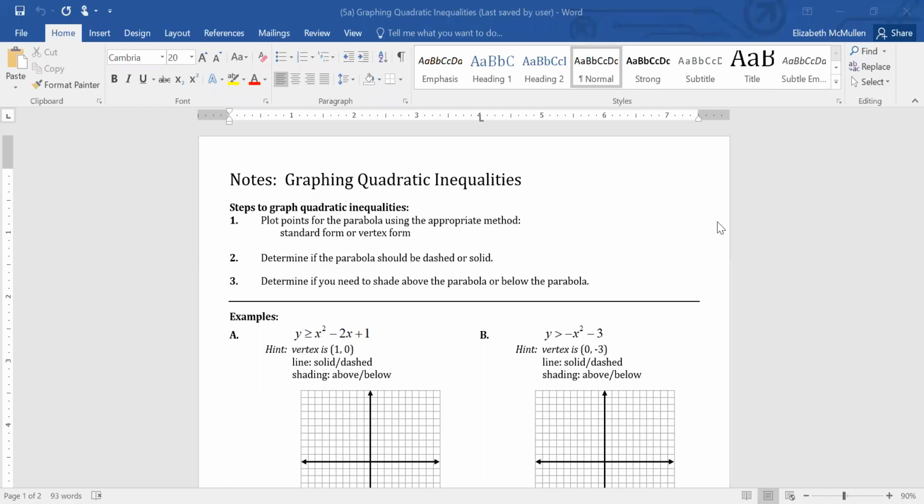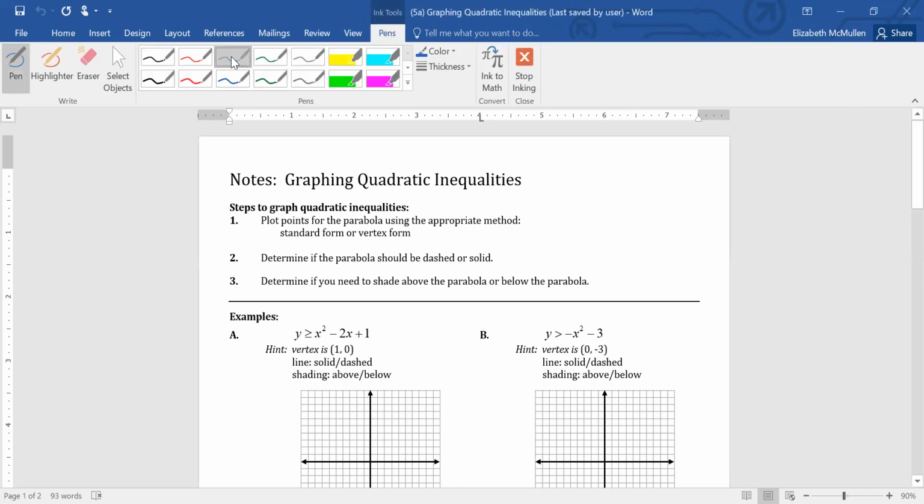All right, so today we're looking at graphing quadratic inequalities. We previewed this a little bit in our last lesson on graphing from intercept form at the very end, but today we're going to actually deal with it formally. All right, so steps to graph quadratic inequalities.